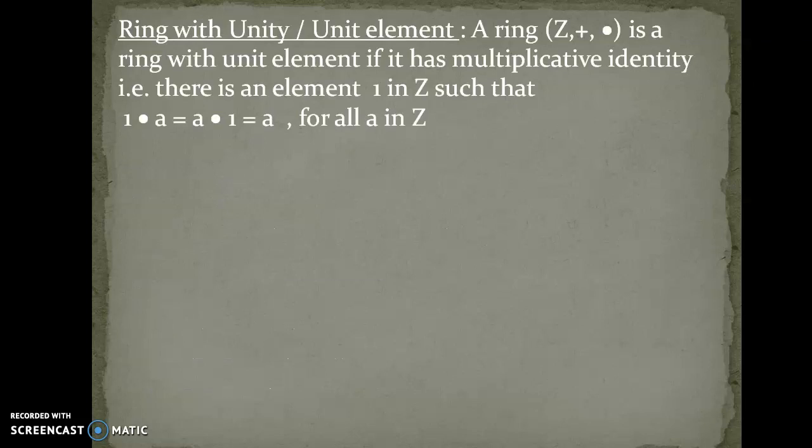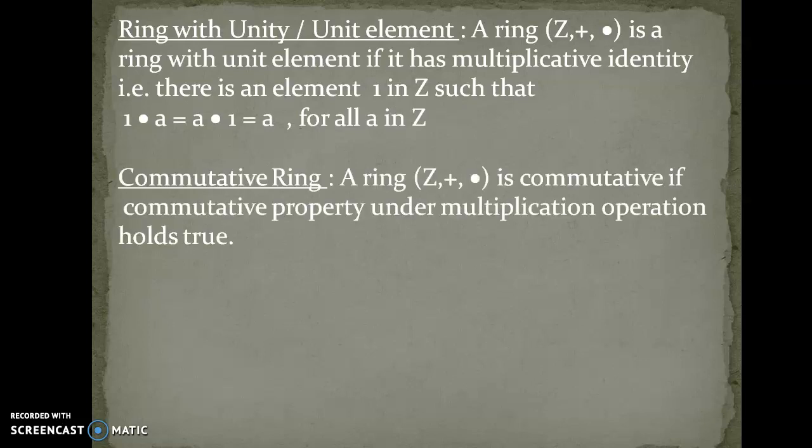Let us understand further types of rings. A ring with unit element or unity: Z with addition and multiplication is basically a ring, and along with that, if it has the multiplicative identity element, that is, 1 multiplied to any element of Z gives you the element of Z, and it is true in case of integers, and therefore 1 is the identity element of the ring, and the ring is said to be with unit element.